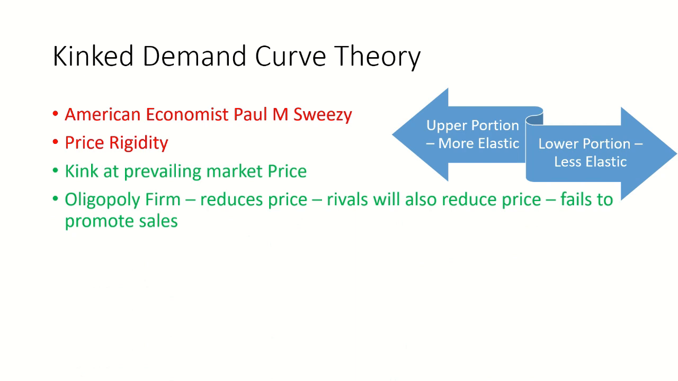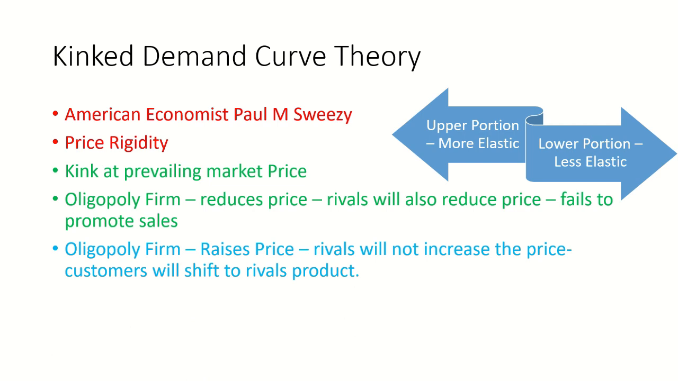Actually, the reason for this kink is, first, that if an oligopoly firm reduces the price, the rivals will not reduce their prices. And the firm which reduced the price will fail to promote its sales. If every firm reduces the price, then the firm which first reduced the price will not get any extra sales, because the other firms also reduce the price, so the price will be equal in the market.